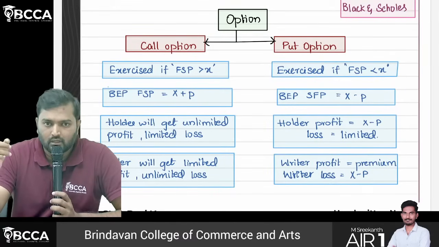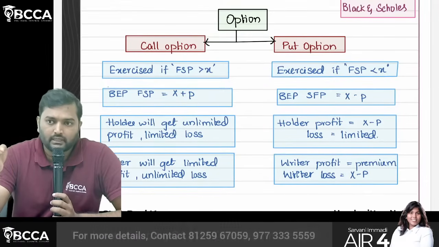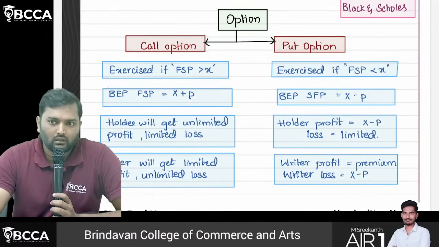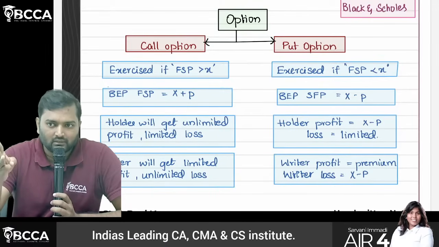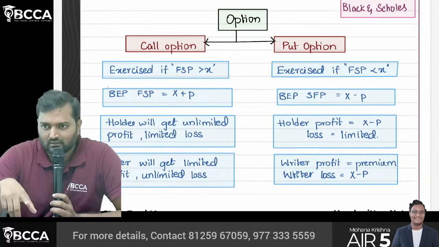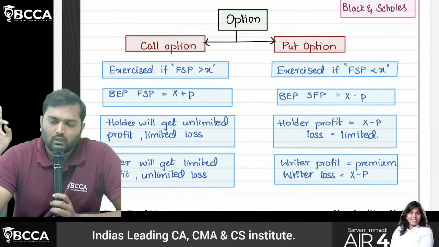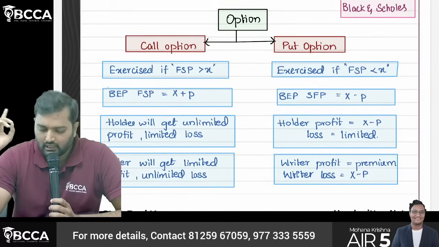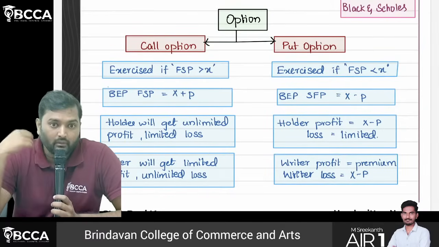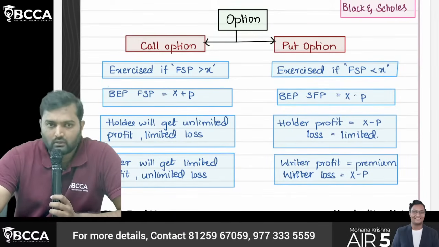Suppose FSP is 500 but X is equal to 300. X 300 means I have a right to buy one share at the rate of 300, whereas the price on maturity is 500. Will I exercise the call option or not? Yes, I will exercise the option, and the benefit I am going to get is 200 rupees. So a call option is exercised if FSP is greater than X. The holder will get unlimited profit and limited loss. The writer will get limited profit and unlimited loss, because the price might increase to 10,000 or 20,000 also.